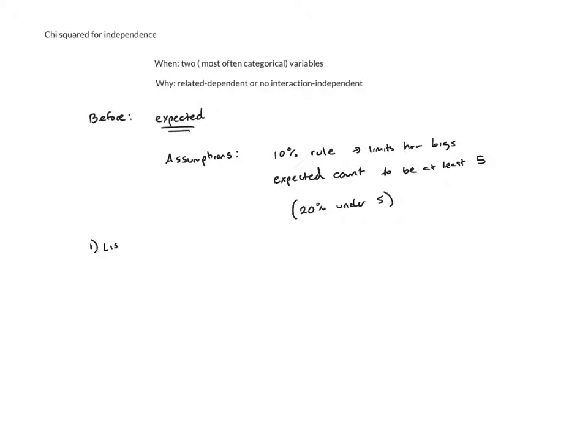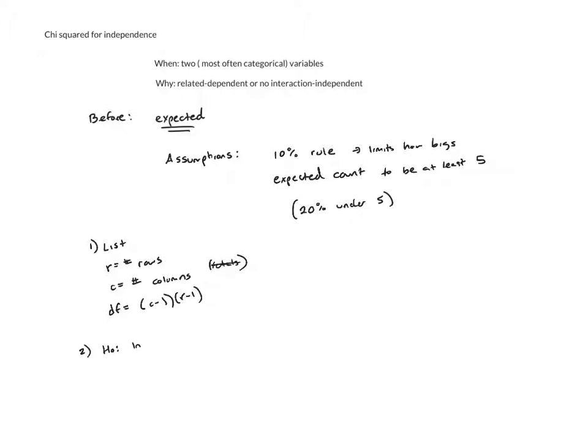The first step to our test is to list R, which is the number of rows in our table, and C, which is the number of columns. These do not include totals, so that is only where the data is. I use these to calculate degrees of freedom, and degrees of freedom for a chi-squared test for independence is (C-1) times (R-1).